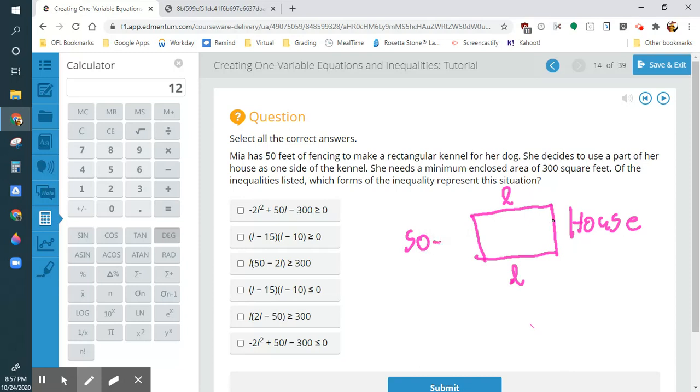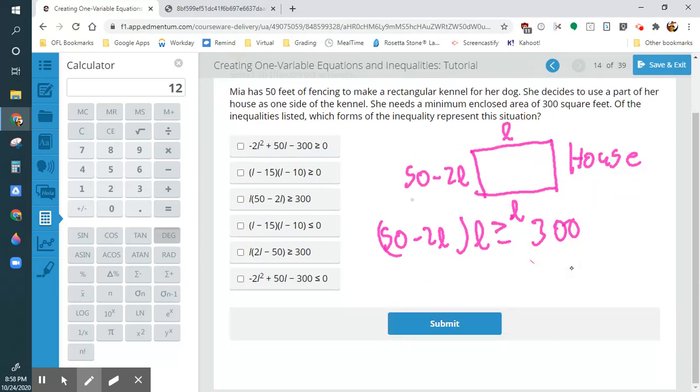So we're going to do 50 minus 2L, right? And she wants the area to be at least 350 feet. So we're going to say 50 minus 2L times L has to be, let's see here, it has to be greater than or equal to 300. Let's do some work here. So we're going to distribute this out. We're going to get negative 2L squared.